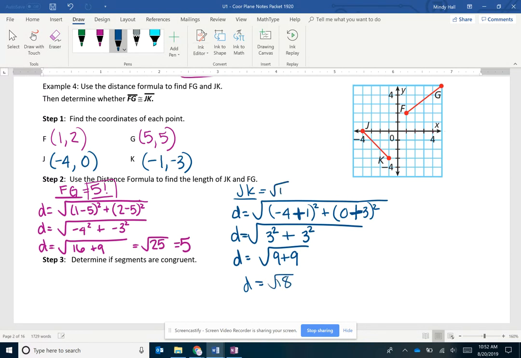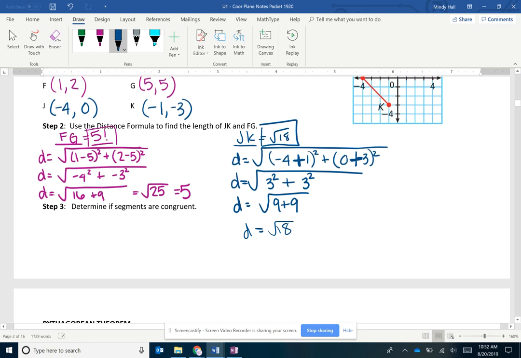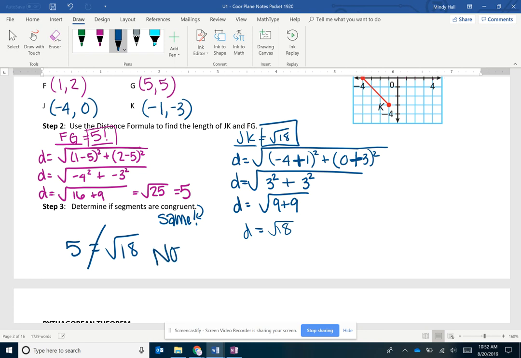So we have the distance of both, but unfortunately, they are not the same. So congruent means they are the same. And so we have 5 equal to the square root of 18. Well, that's obviously not true, so then they are not congruent. And by the way, this is our symbol for congruence, the little squiggle with an equals. Okay?